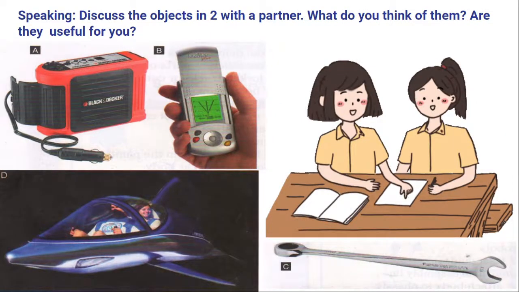So, discuss the objects in two with a partner. What do you think of them? Are they useful for you? So, as stated in the Google Meet teleconference arranged with my students, I spoke about the locator, which I found very useful, especially for persons who are forgetful or sometimes clumsy regarding, let's say, remembering the location of their keys.